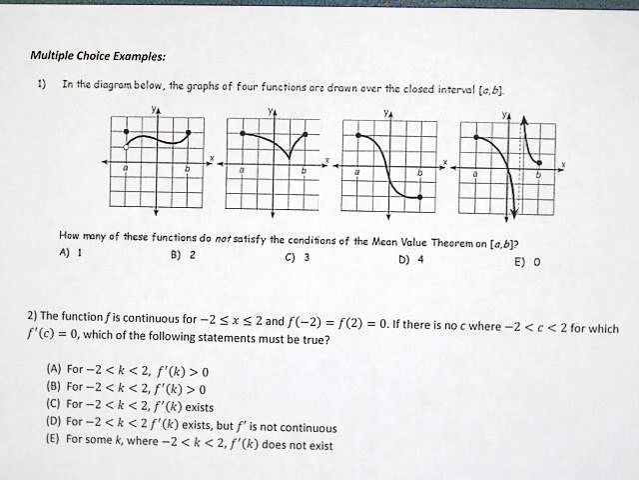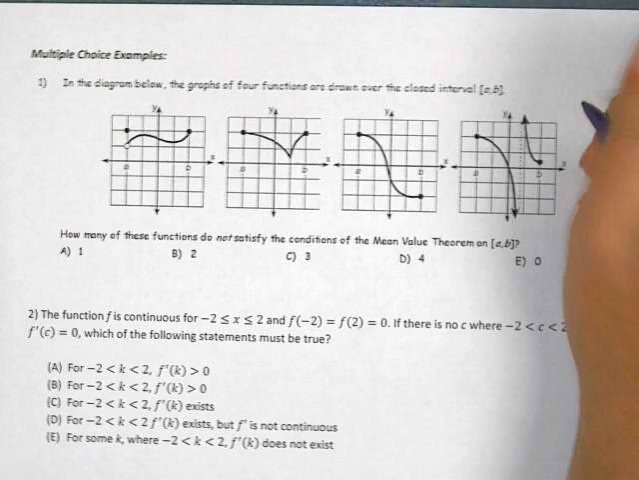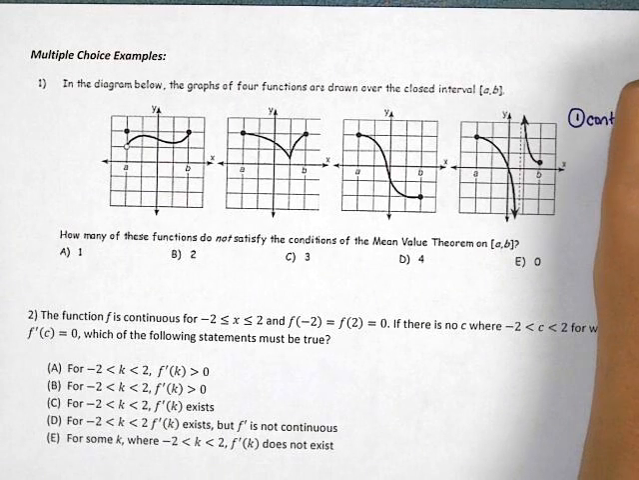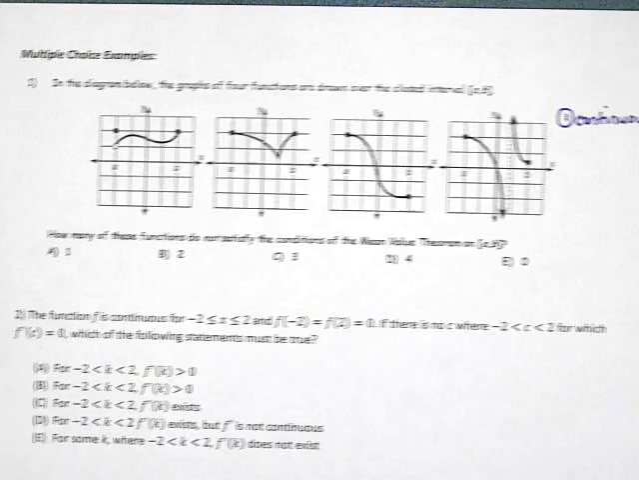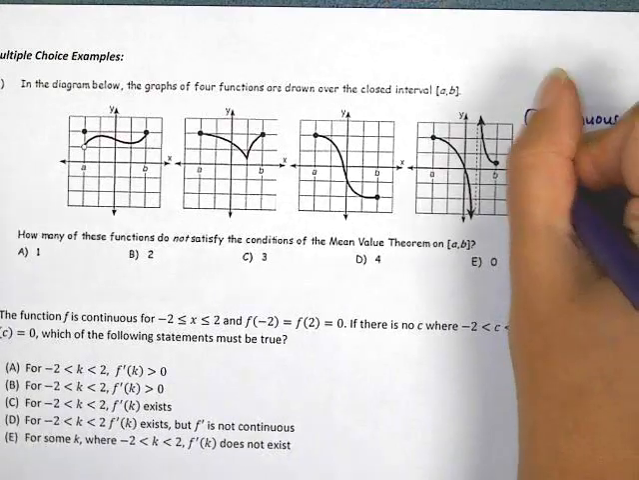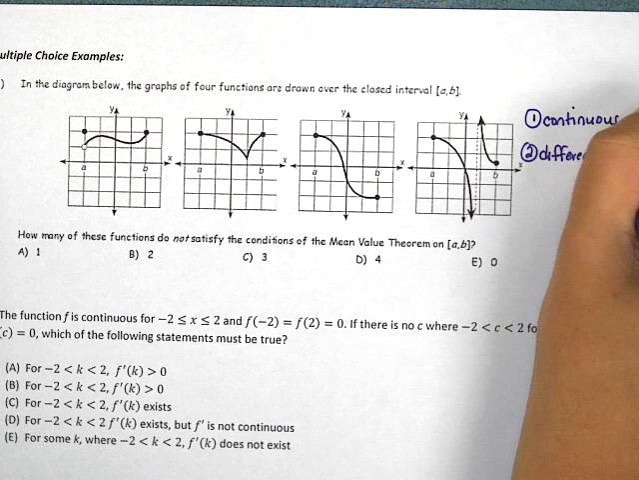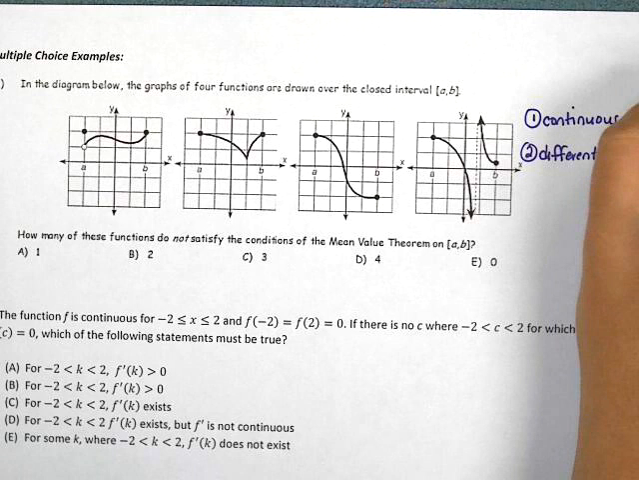It says in the diagram below, the graphs of 4 functions are drawn. How many of these functions do not satisfy the conditions of the mean value theorem? So the conditions are 1, my function needs to be continuous, and 2, my function needs to be differentiable. Let's start with continuous, differentiable, there we go.